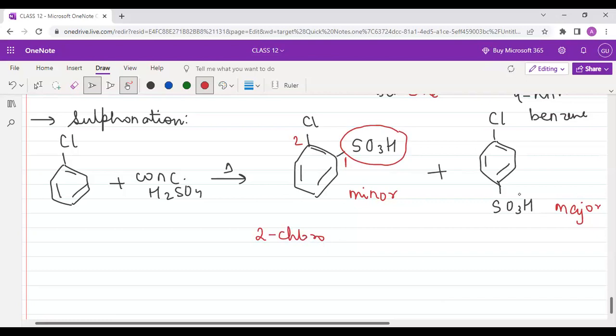And what will be the name of this one? It will be 4-chlorobenzene sulfonic acid. Understood? Yes. Any doubts? No, ma'am. So next one is your Friedel-Crafts reaction. Do you remember Friedel-Crafts?